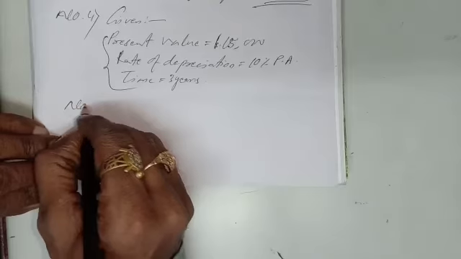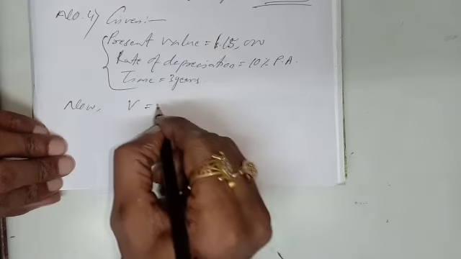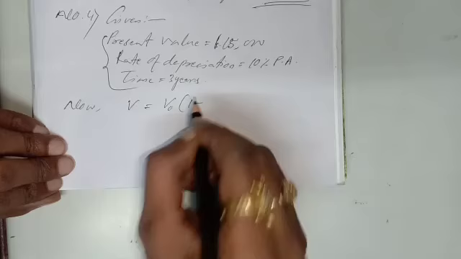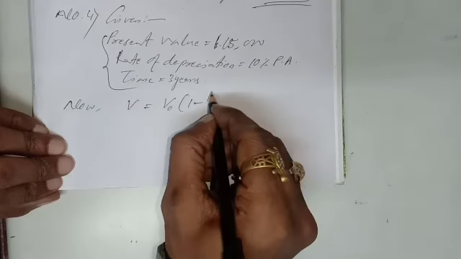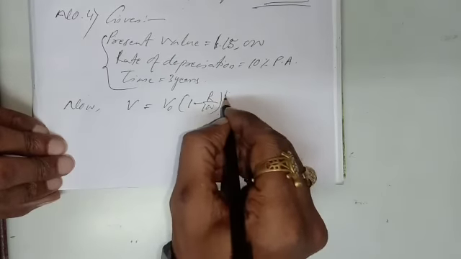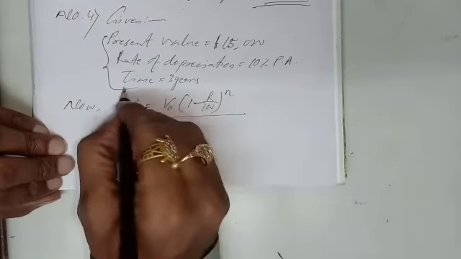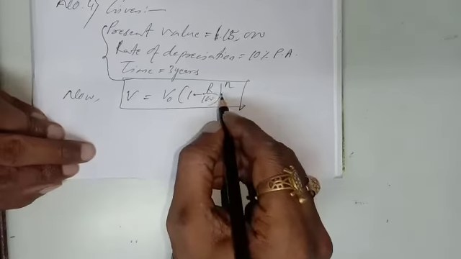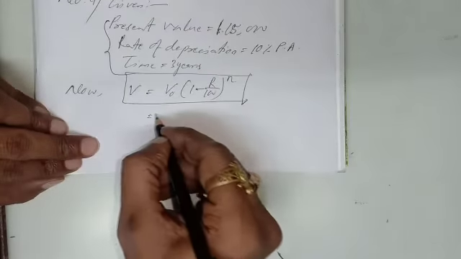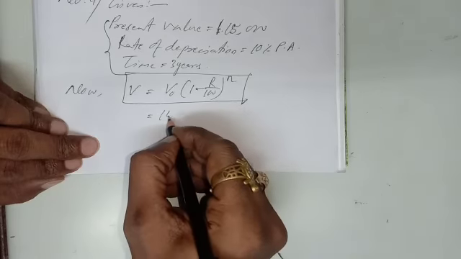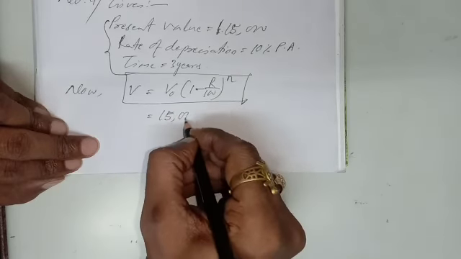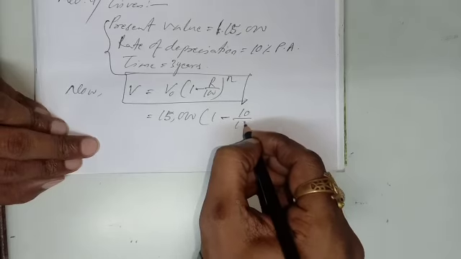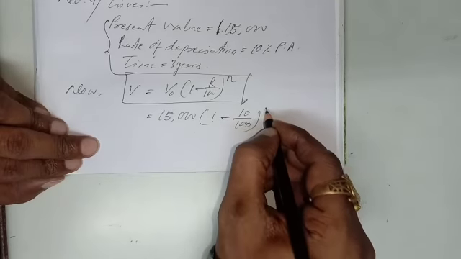So now you have to apply the formula V is equal to V0 into 1 minus R by 100 whole to the power n. In case of depreciation, you have to apply the formula V equal to V0 1 minus. In case of growth, you apply plus. Therefore, V0 means present value, that is 15,000 whole into 1 minus rate of depreciation 10 by 100 whole to the power 3 years.